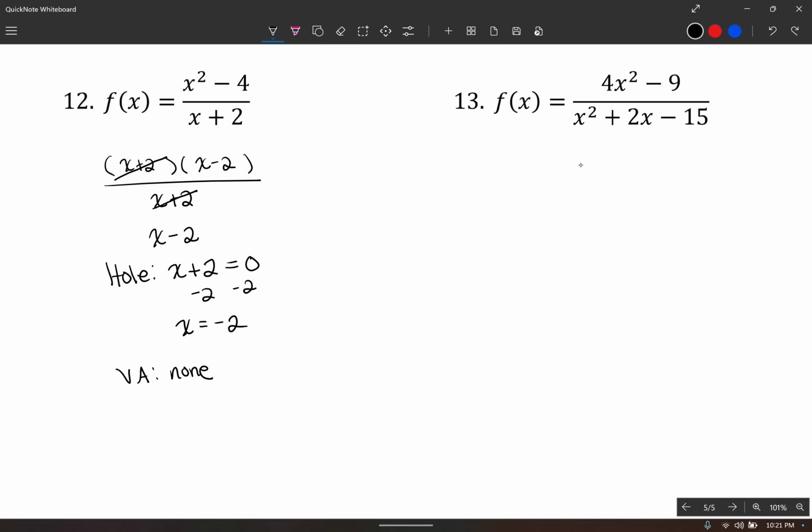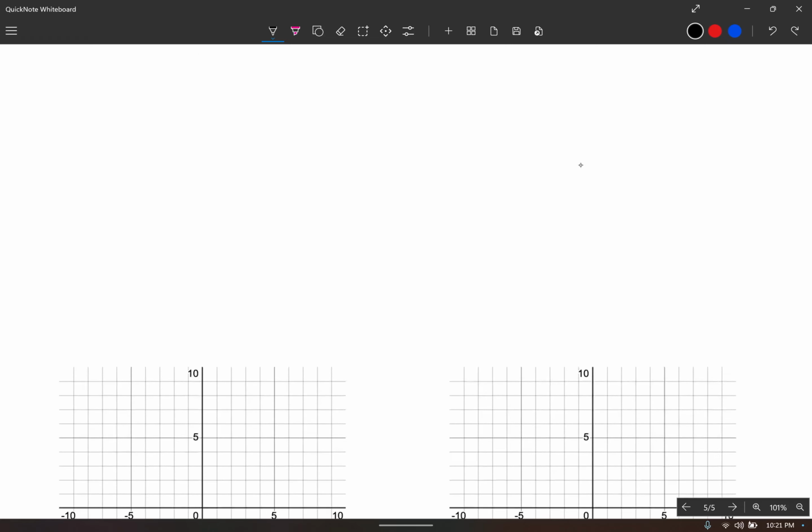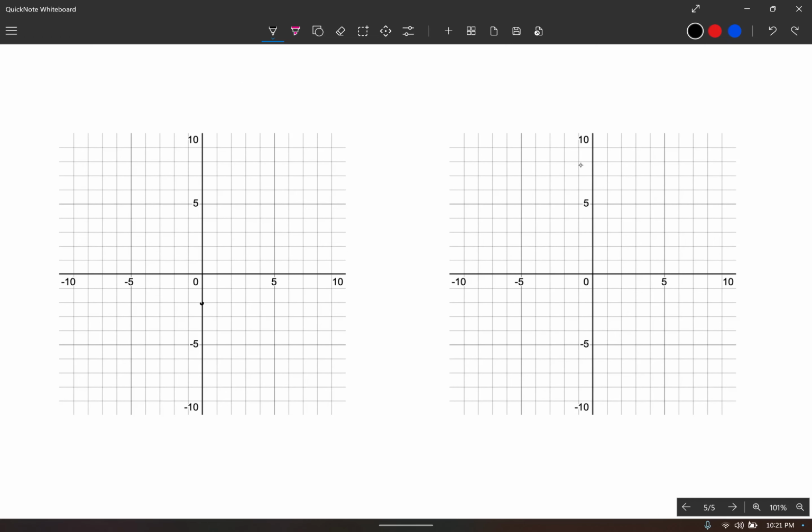And the degree on the top is bigger than the degree on the bottom, so I don't have a horizontal asymptote. And all I'm left with is this linear equation, so you don't really need a table of values. So I have a y-intercept of -2 and a slope of 1/1. So I'm going to start at -2 and go up 1, right 1, up 1, right 1. Or I could go down 1, left 1, down 1, left 1. And I'm just going to kind of draw that in.